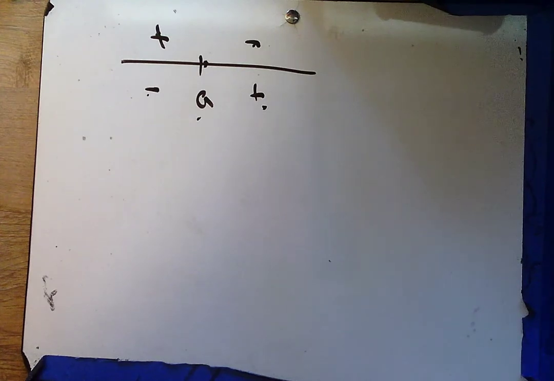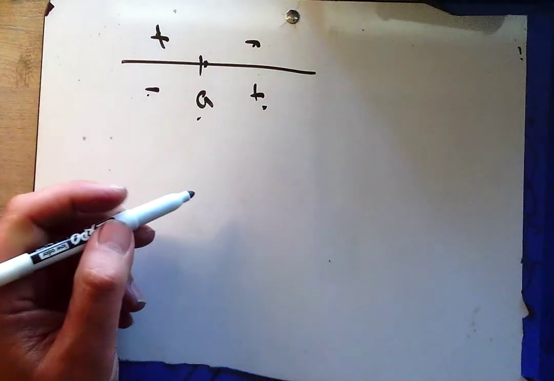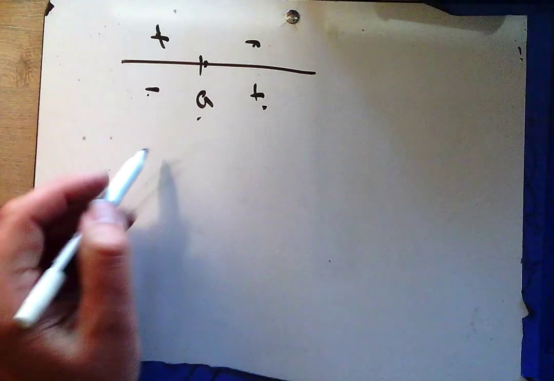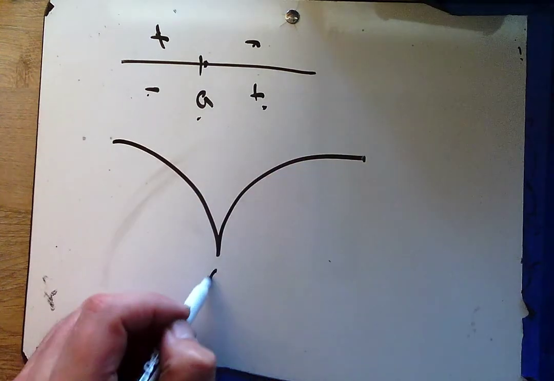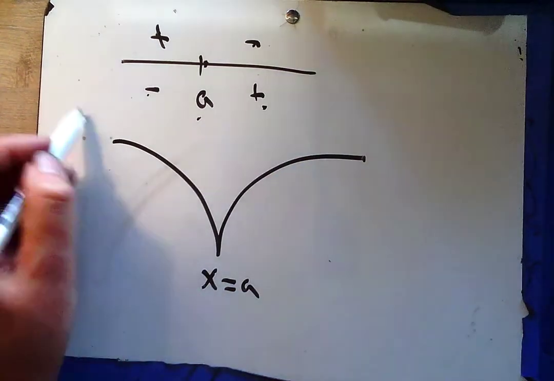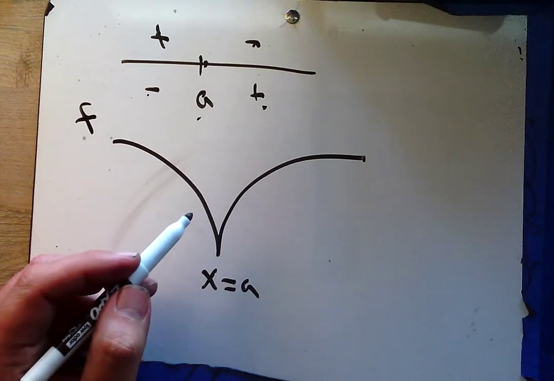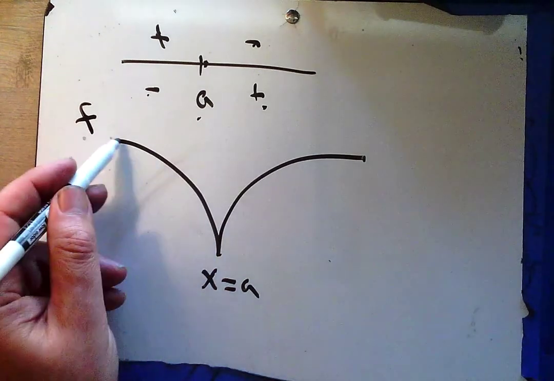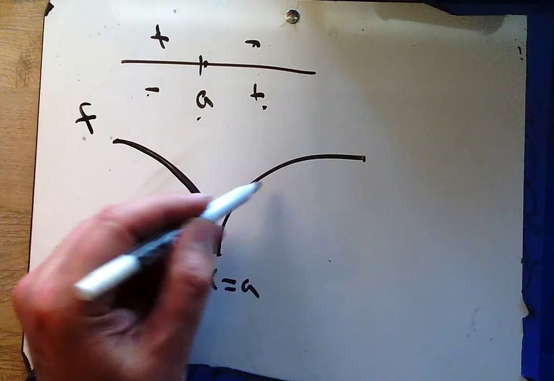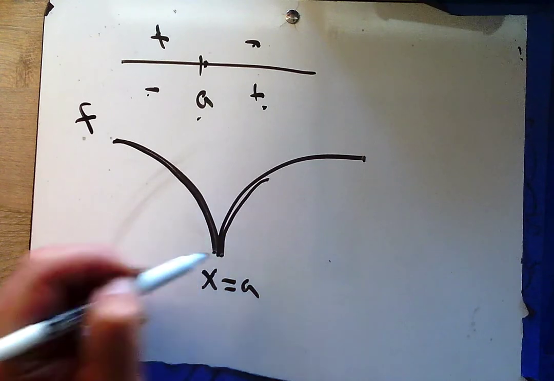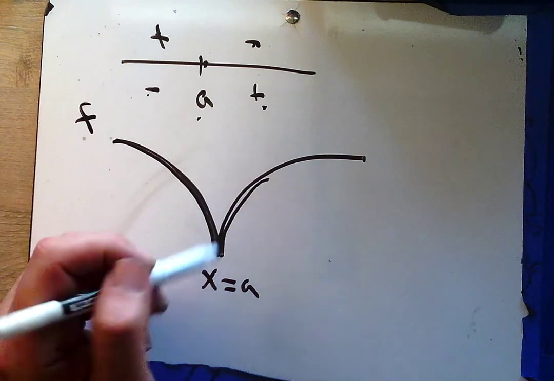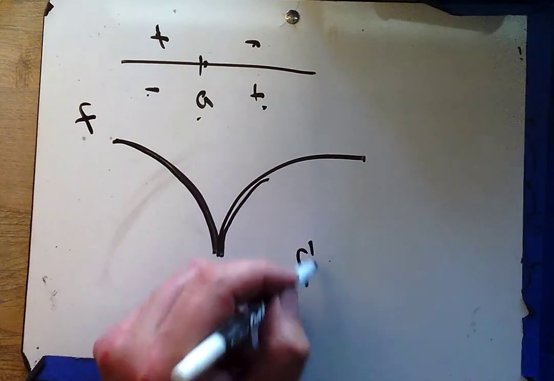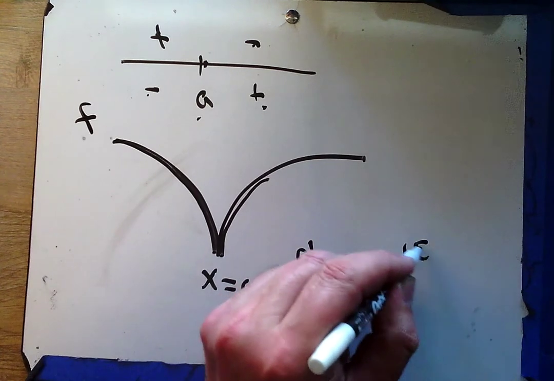Okay, 15. If f has a cusp at x equals a, so here's f, here's the cusp at x equals a, then f prime at, well, come on, okay, you can't take a derivative there. The limit of the slopes here is negative infinity, and the limit of the slopes over here is positive infinity. Negative infinity doesn't equal positive infinity. So we say f prime of a does not exist.